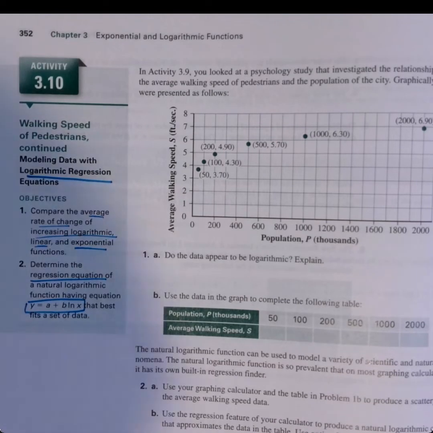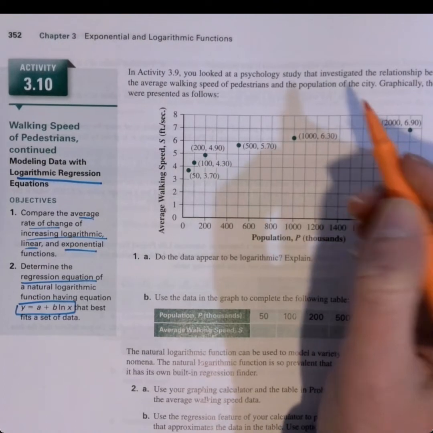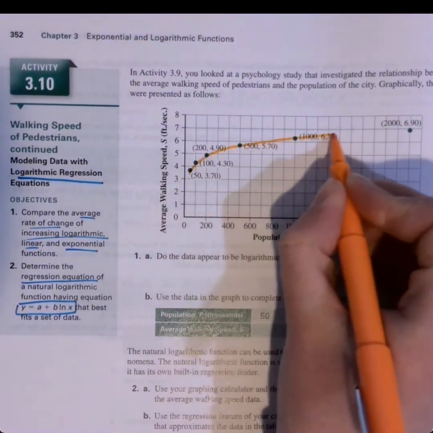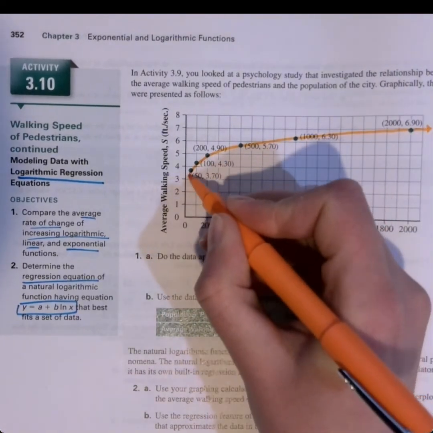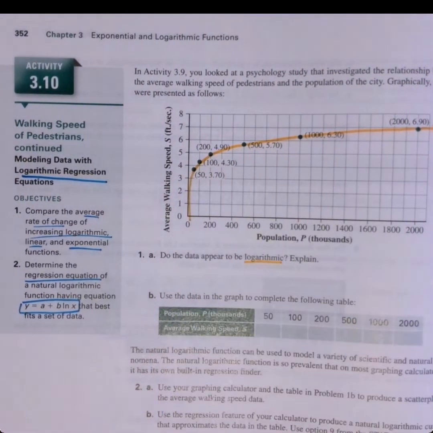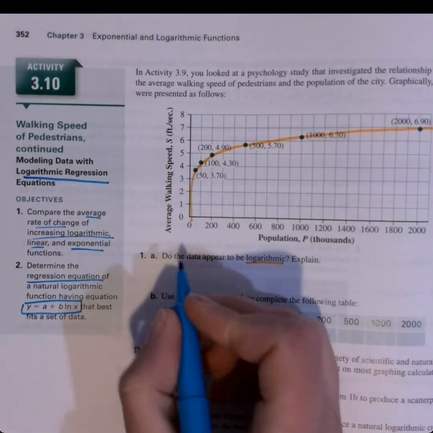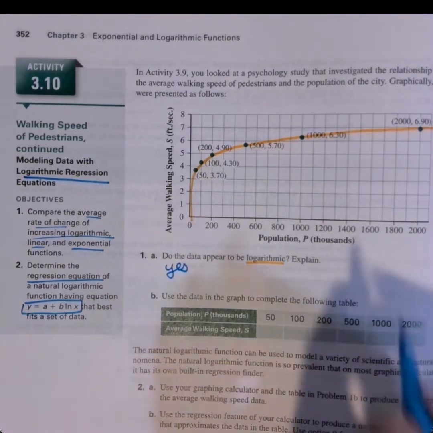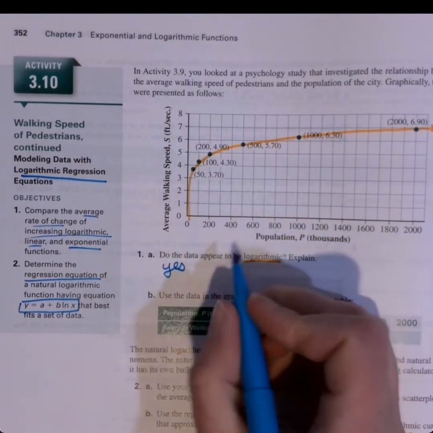So in our first question, we're back at that pedestrian data that we saw at the beginning of section 3.9, where it's talking about the average walking speed. And we observed in that section that it was not linear, it was not exponential, but does it possibly appear to be logarithmic? We can say, now that we know what a logarithmic function looks like, yeah, it kind of fits that pattern. It's a logarithmic function, and it is increasing more slowly over time.